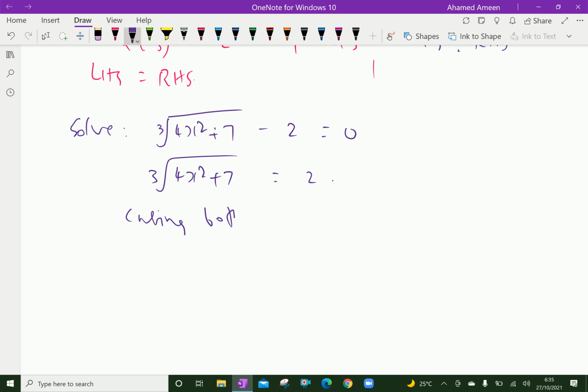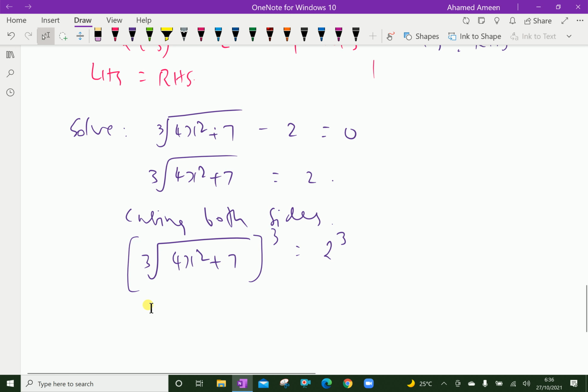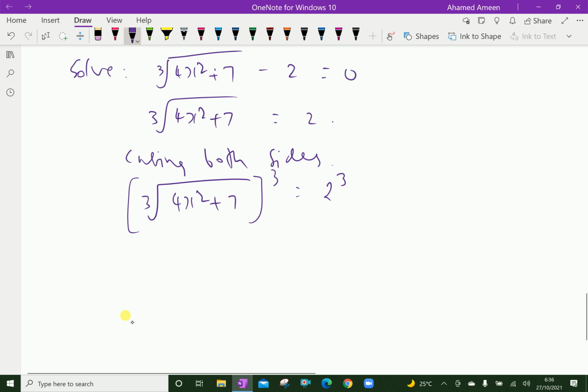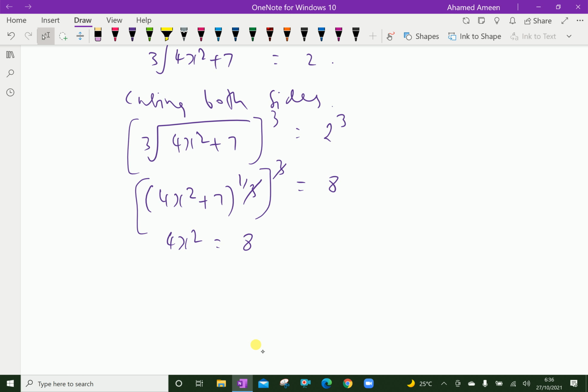Cubing both sides, we have the cube root of 4x squared plus 7, whole cubed, equal to 2 cubed. 2 cubed is 8. Your cube root goes up as the power 1 over 3, that is 4x squared plus 7 to the power 1 over 3, to the power 3, equal to 2 cubed, which is 8. So this 3 and this 3 cancel. So we have 4x squared plus 7 equal to 8.